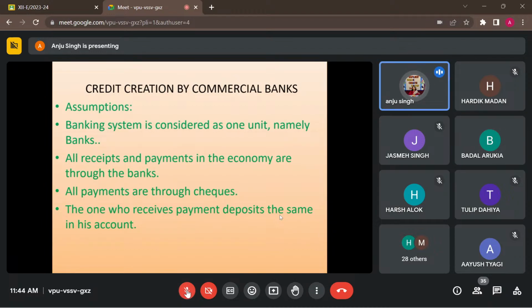Read what is there on your screen. Credit creation by commercial bank. Assumptions. Banking system is considered as one unit, namely banks. All receipts and payments in the economy are through the banks. Third point, all payments are through checks. Last one, the one who receives payment deposits the same in his account.